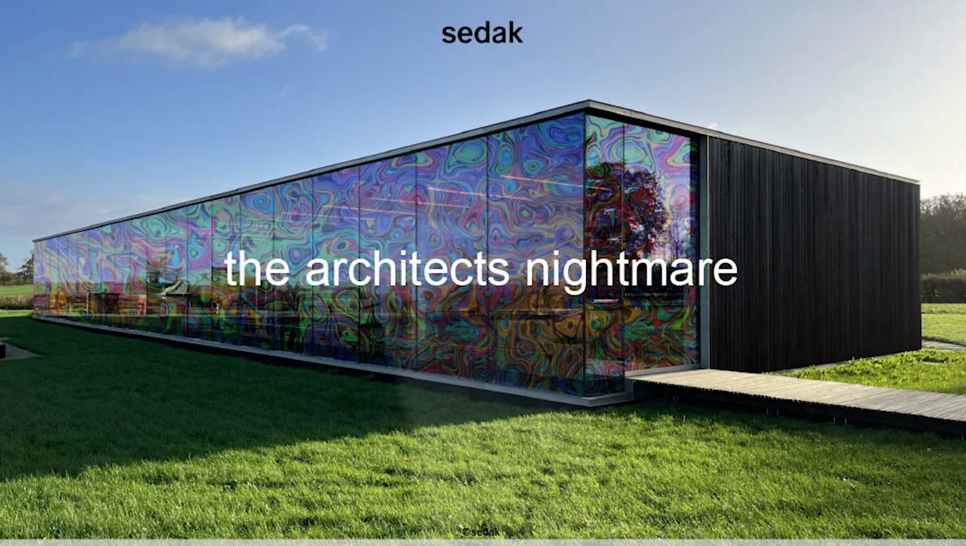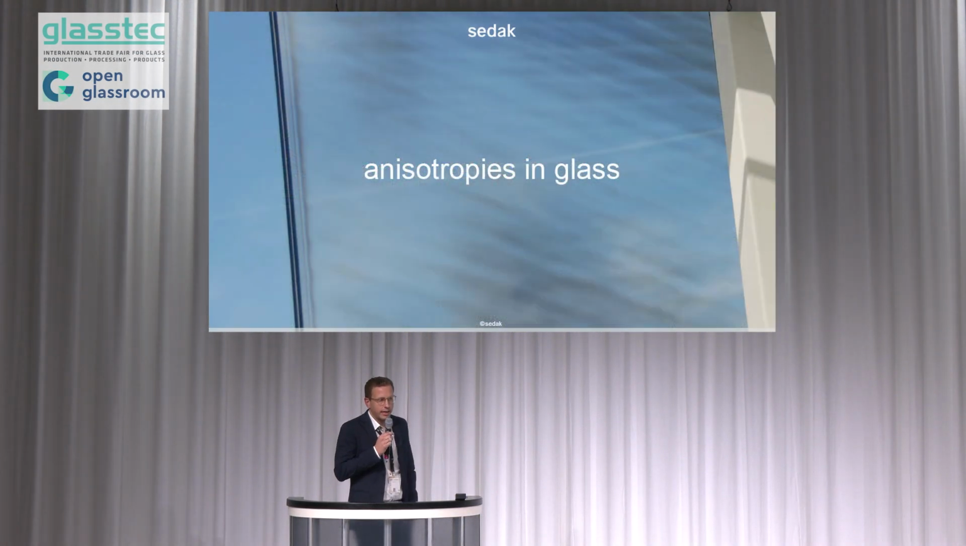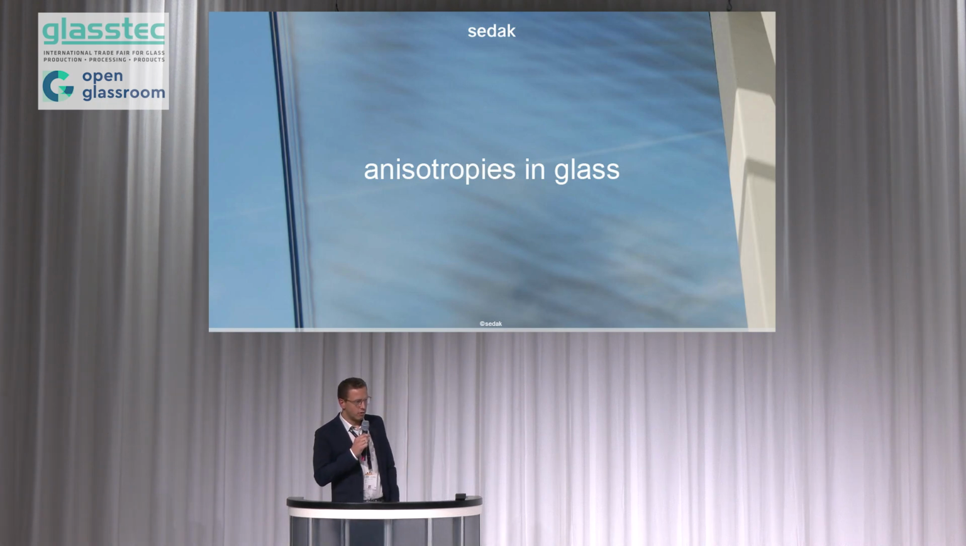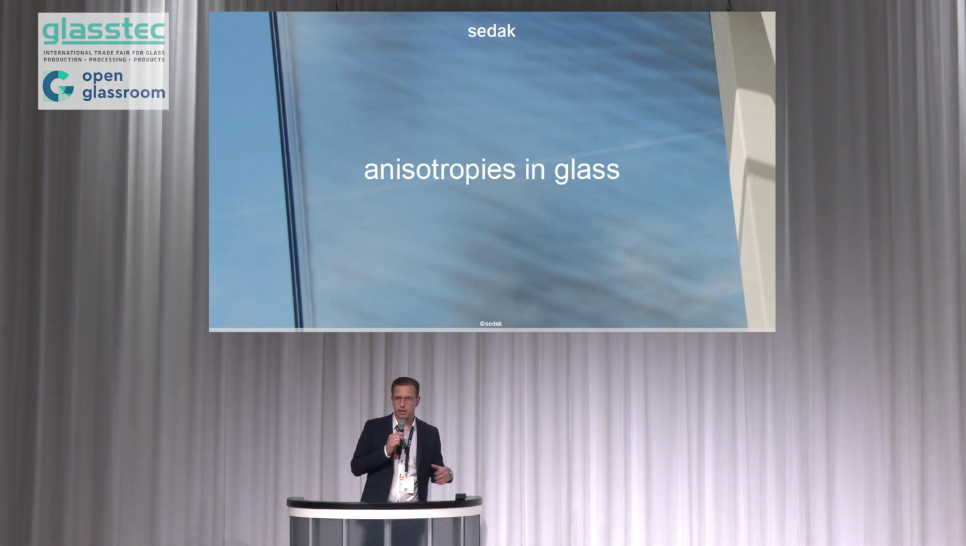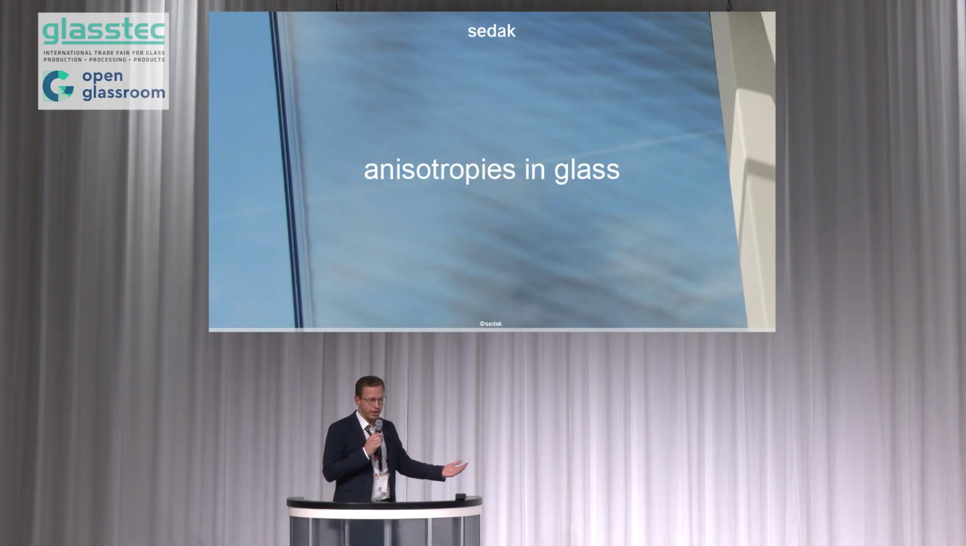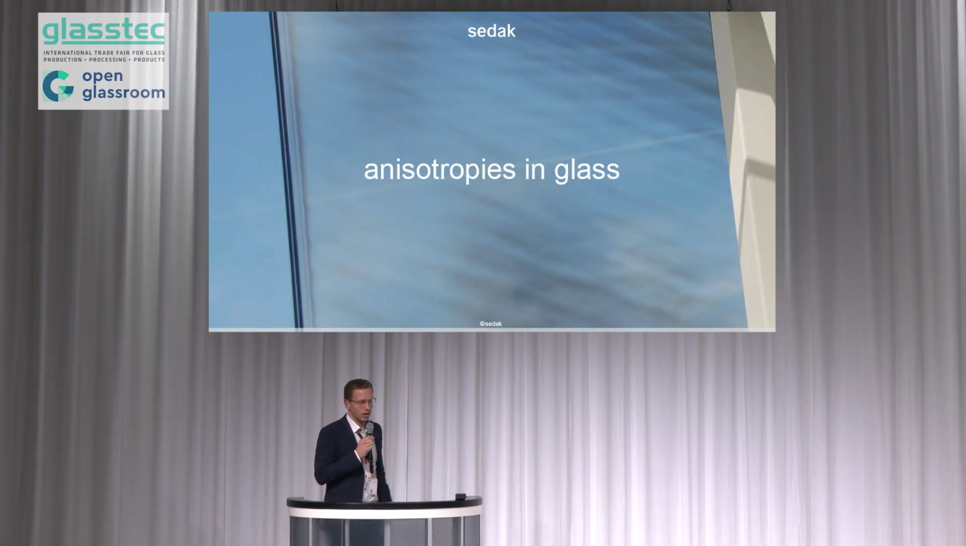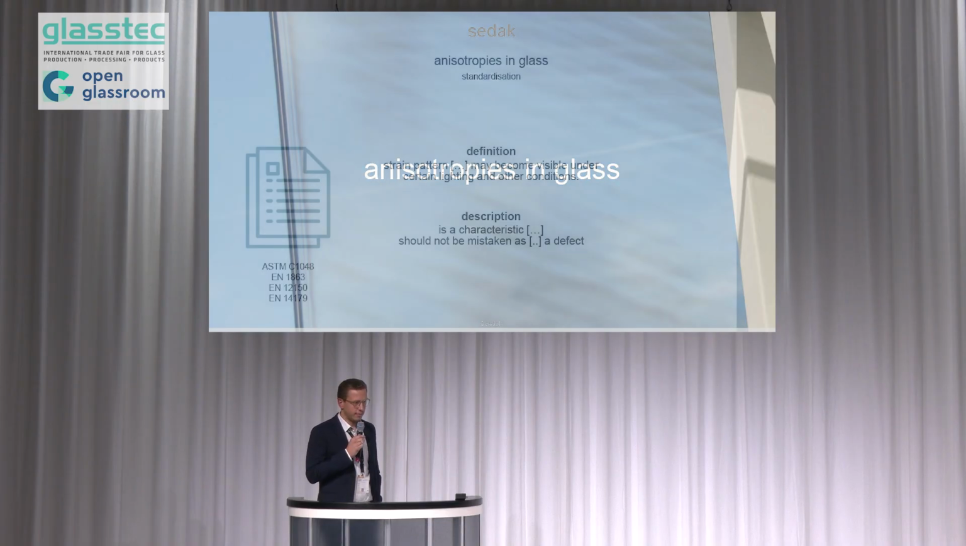Now imagine this glass facade with disturbed optical homogeneity. This is the architect's nightmare. We can call it by its name, actually: anisotropies in glass. We have it in tempered glass. Raw flat glass itself is fully isotropic and homogeneous, but when it comes to tempering, these anisotropy patterns can occur as rainbow colors, white or dark spots on the glass when having a look at several angles.